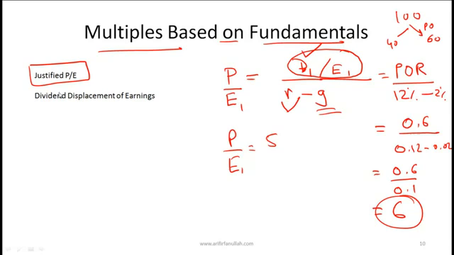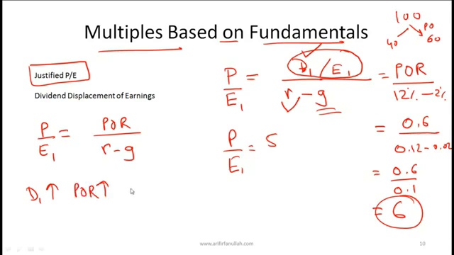Another concept on this subject is that of dividend displacement of earnings. What does this mean? Just to write this equation again, P over E1, our PE ratio, is equal to the payout ratio divided by R minus G. Now a question might come up: what happens if a company increases its dividend, or more precisely increases its payout ratio? Will the PE multiple go up or down?